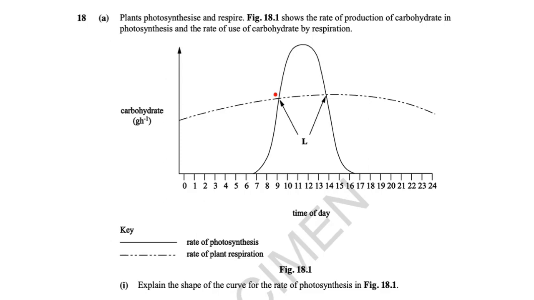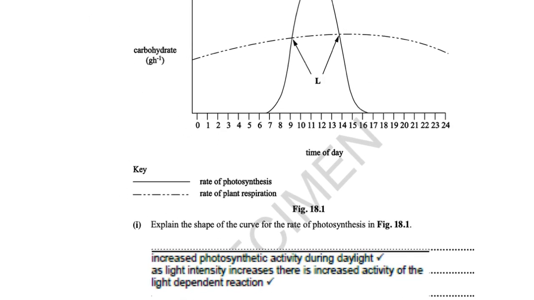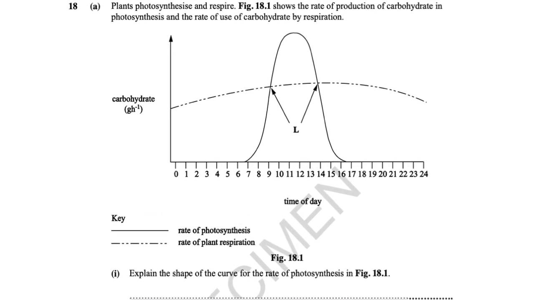Then they've pointed out 2 points, L here and here, which is where the rate of production of carbohydrate is equal to the rate of consumption of carbohydrate by the mitochondria in respiration. So explain the shape of the curve for the rate of photosynthesis. So the points that you're going to have to look at here are: why is there nothing during these periods? That's because it's dark.